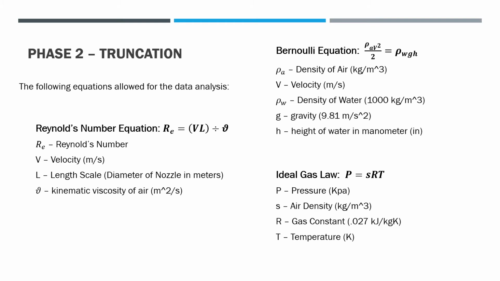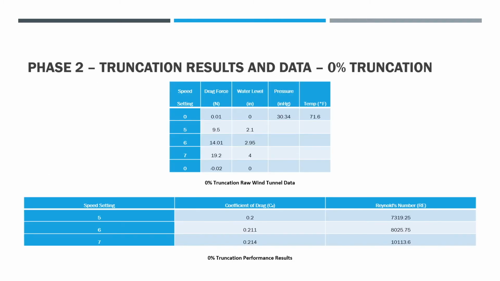Moving on to data analysis, the following equations allowed for the data analysis: the ideal gas law equation, the Bernoulli equation, and the Reynolds number equation. Looking at the data generated from the wind tunnel testing, for 0% truncation, at a speed setting of 5, there was a drag force of 9.5 newtons, at a speed setting of 6, there was a drag force of 14.01 newtons, and at a speed setting of 7, there was a drag force of 19.2 newtons.